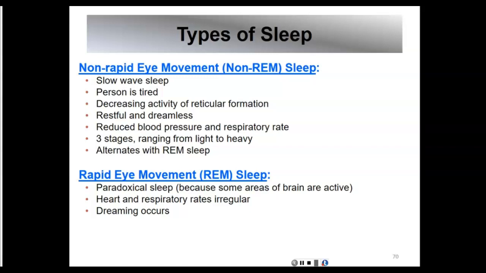It alternates with your rapid eye movement sleep, or REM, which is a paradoxical sleep, meaning some areas of the brain are active. So even though you're sleeping, your brain is still active. Your heart and respiration rates are going to be irregular, and dreaming is usually happening. So as you sleep throughout the night, you're going back and forth between these cycles. It's not one and then the other when you wake up. It's kind of a cycle of back and forth.